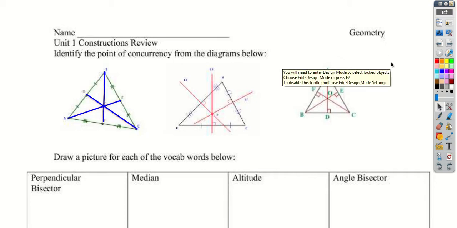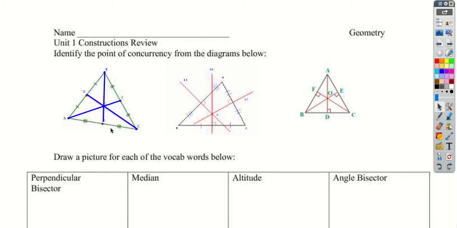All right, welcome guys. We are going over the Unit 1 review sheet for the quiz. So if we take a look at the first question here, identify the point of concurrency. We want to make sure we focus in on the lines being drawn here that are forming that point of concurrency. So here we have the lines.